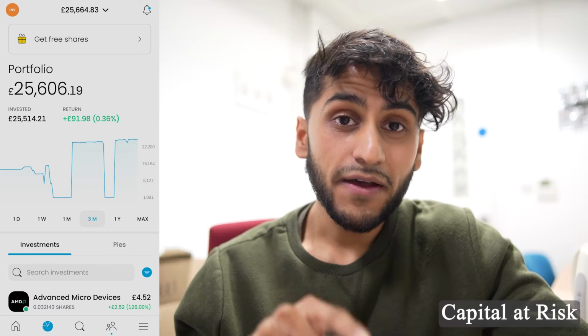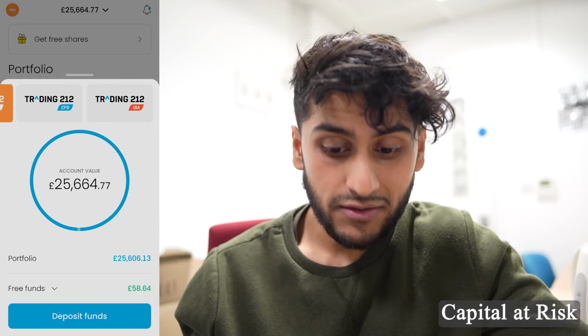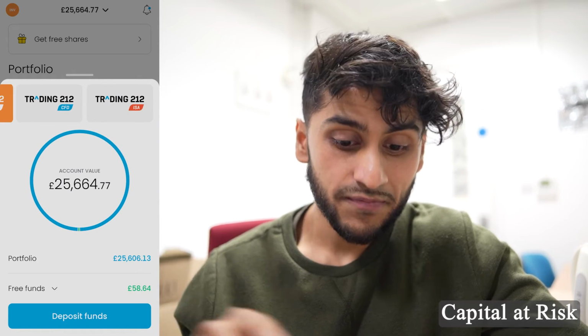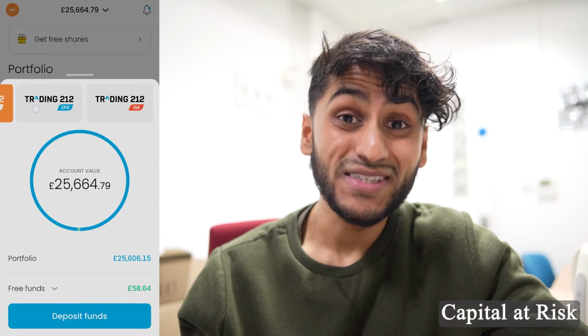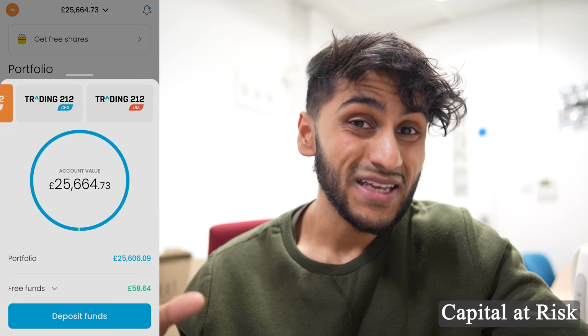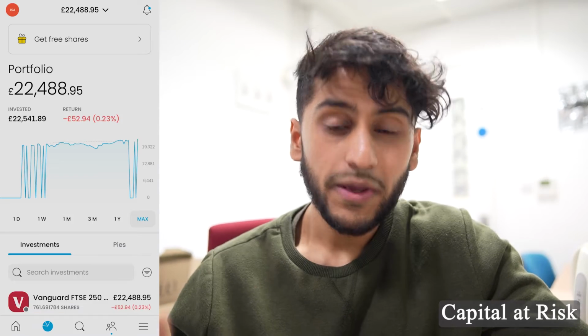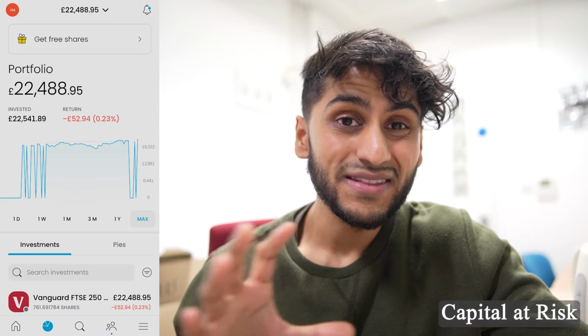So if I go back to the INV button, you can see here there is another account, which is the Trading 212 ISA account. What we want to avoid is the Trading 212 CFD account, because all the rules here are completely different and you most likely want to avoid that. So if we now tap onto the Trading 212 ISA account, we can see that I have a completely separate portfolio here, and now we have entered the ISA zone.